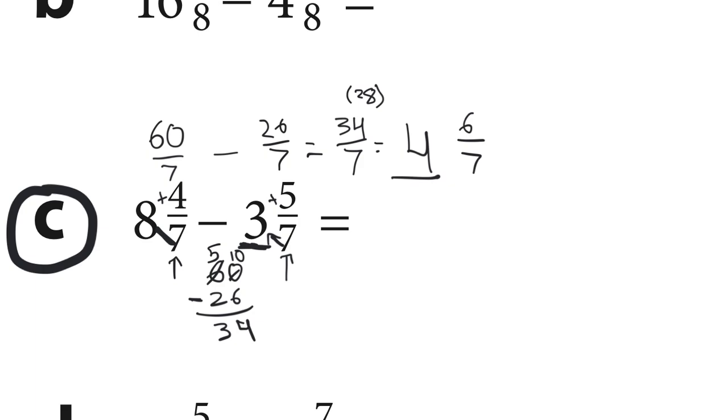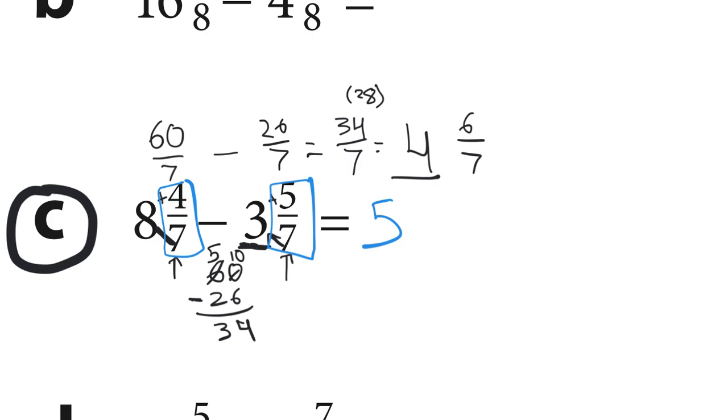That is not incorrect. But if we wanted to, I could subtract the whole numbers first. What is 8 minus 3? And I'm going to do this in a different color so you can see that I'm doing it a different way. Well, I'd have a 5. And then I have to worry about 4/7 minus 5/7, right? I cannot subtract those two numbers because this number is not big enough.